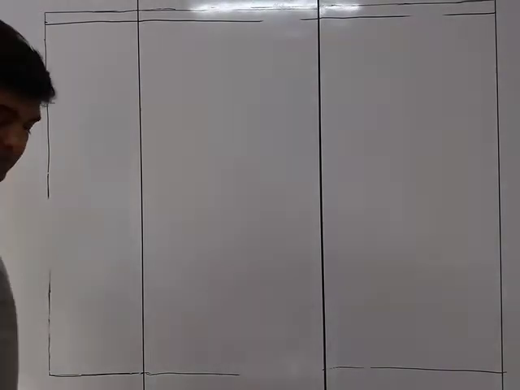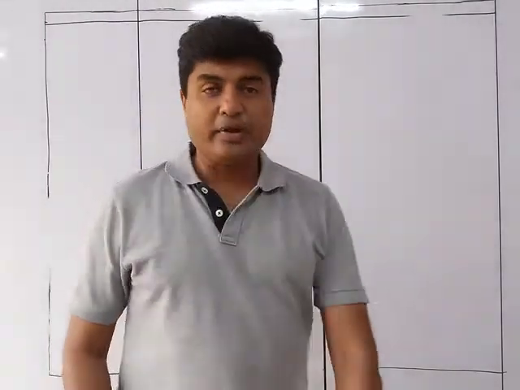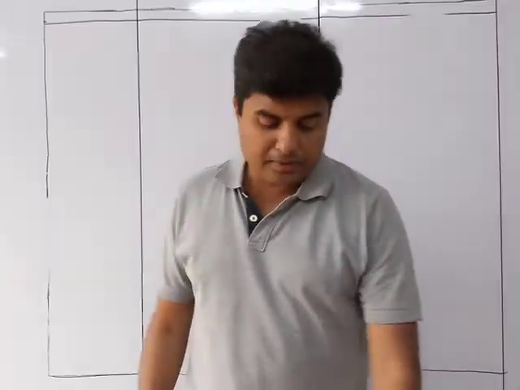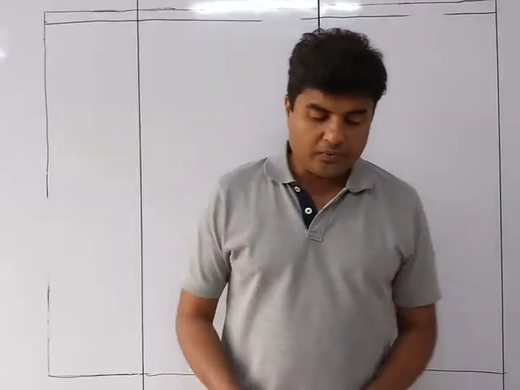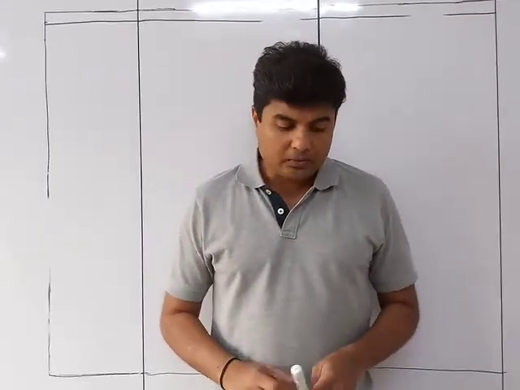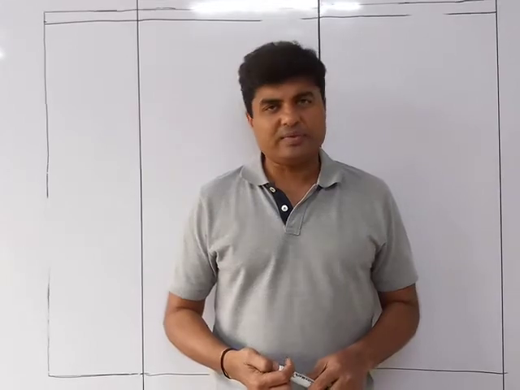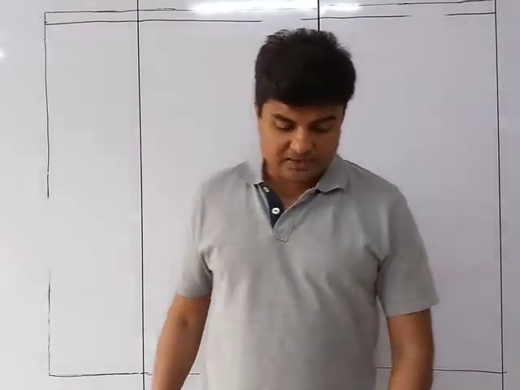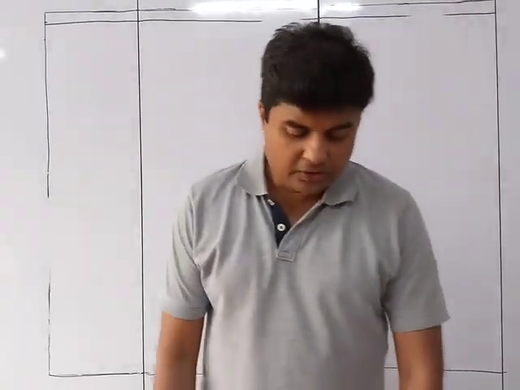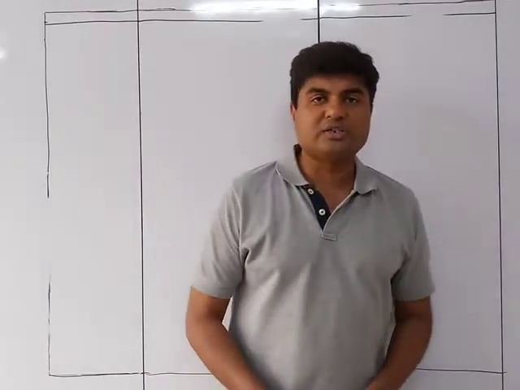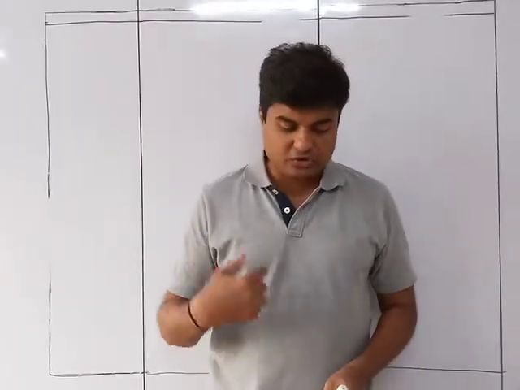We'll now continue with exercise 3.3. We are done till sum number 4. So now we move forward. Question number 5, we can cancel that because it was never asked and never taken by the school also. So we'll go directly to question number 6 and till 12.